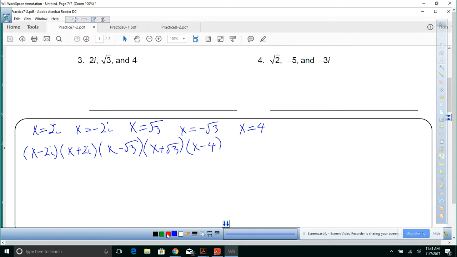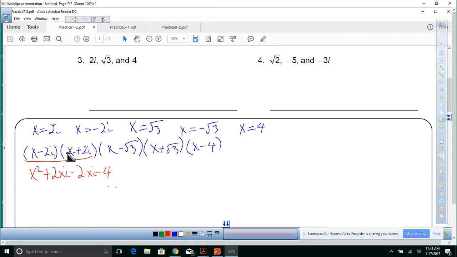So let's see here. Let's do these two right here. x times x is x squared. x times 2i is plus 2xi. That's going to be minus 2xi. And that's going to be minus 2i times 2i, which is minus 4i squared, so plus 4.